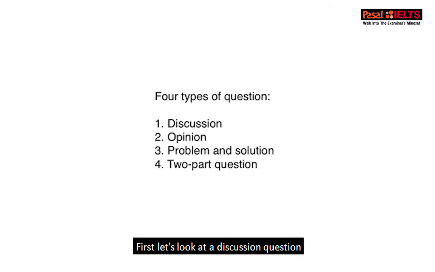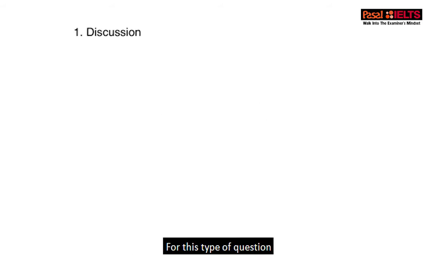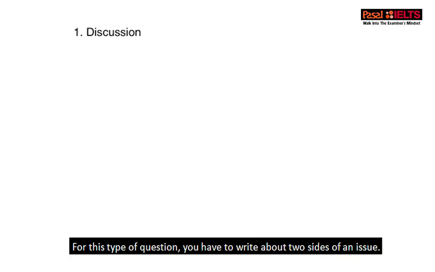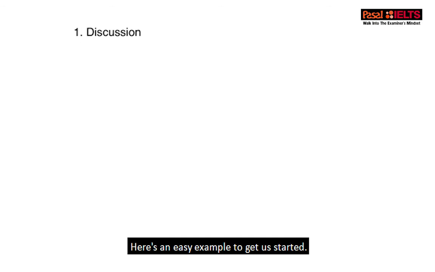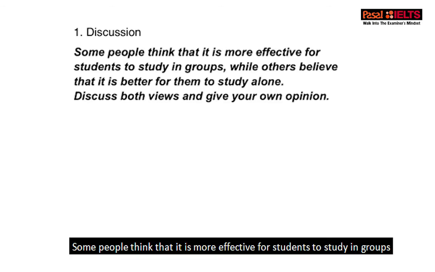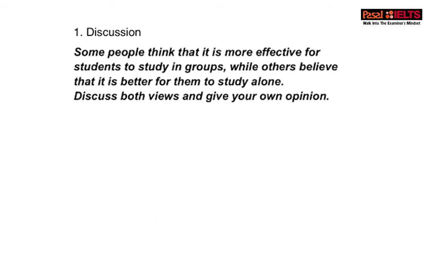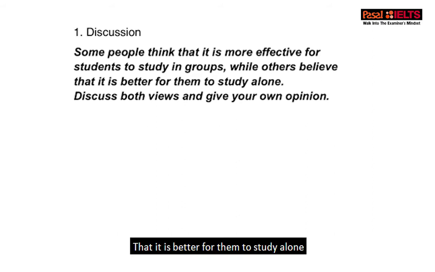First, let's look at a discussion question. For this type of question, you have to write about 2 sides of an issue. Here's an easy example to get us started. Some people think that it is more effective for students to study in groups, while others believe that it is better for them to study alone. Discuss both views and give your own opinion.